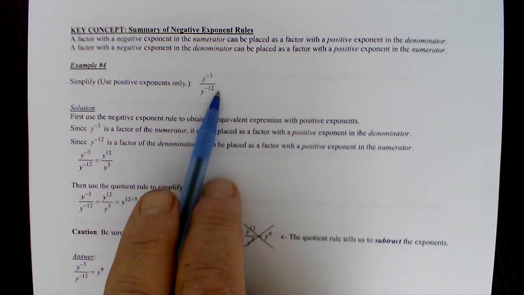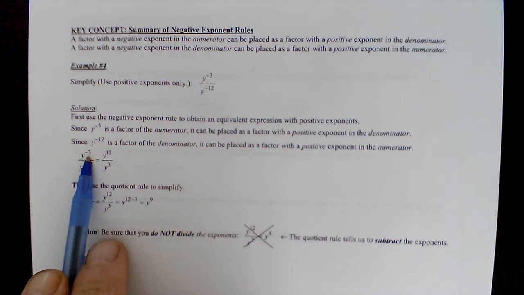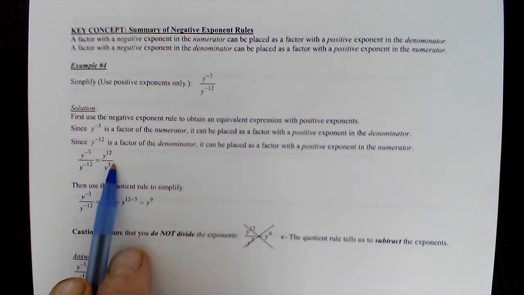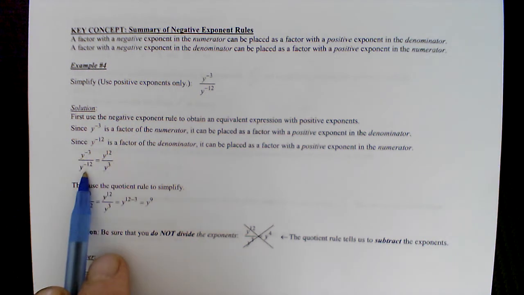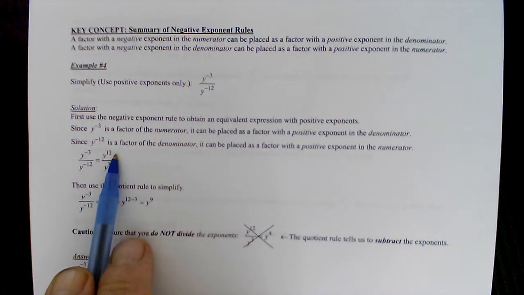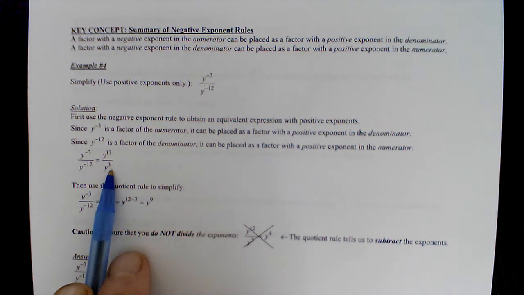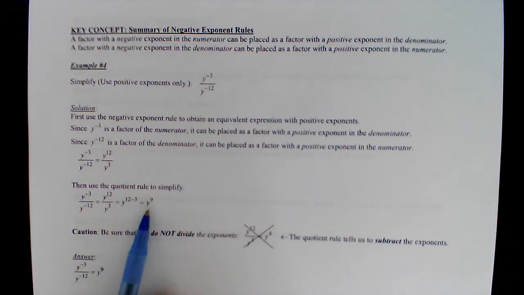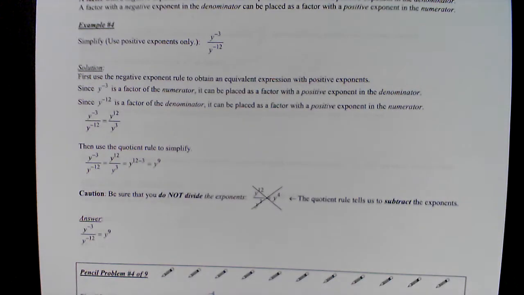So in this example, y to the negative 3rd was brought to the denominator as y to the positive 3rd, and y to the negative 12th that was in the denominator was brought to the numerator as y to the positive 12th. And then we proceeded with the standard division of common bases rule, where we subtract the exponents. And you can see our result, y to the 9th. So that's a helpful technique, this negative exponent shift, if you will.